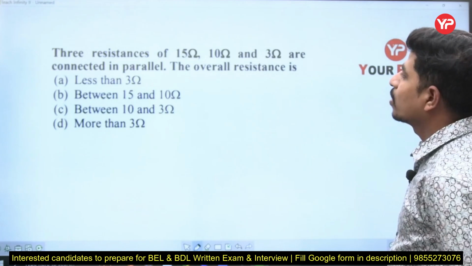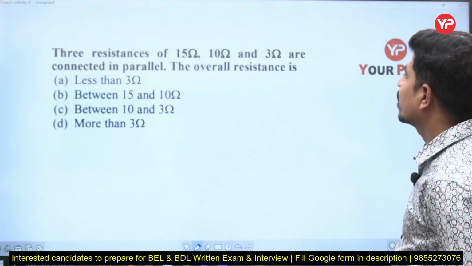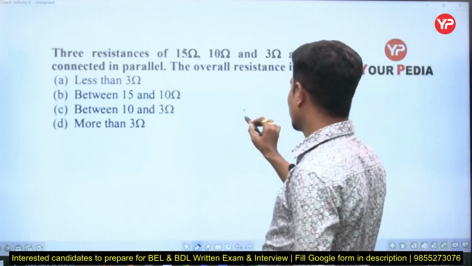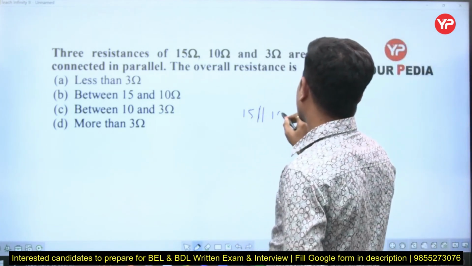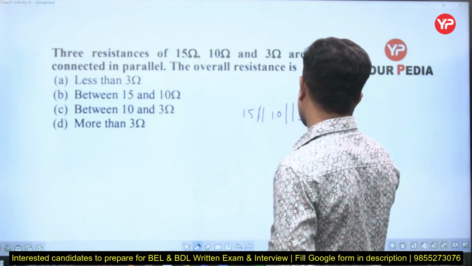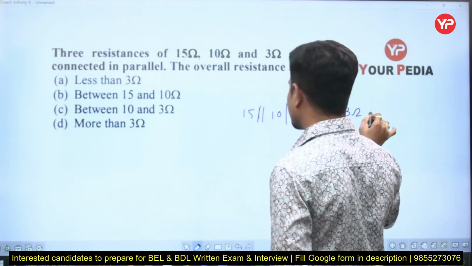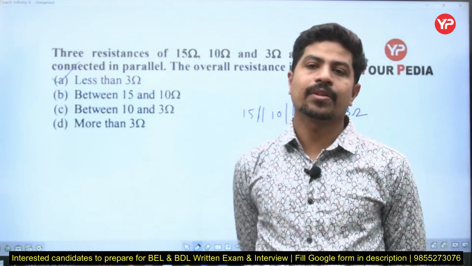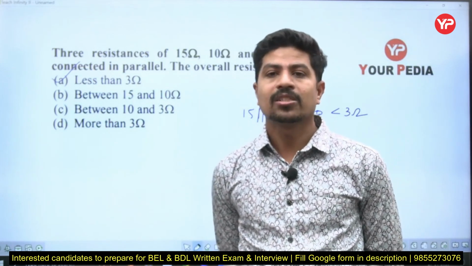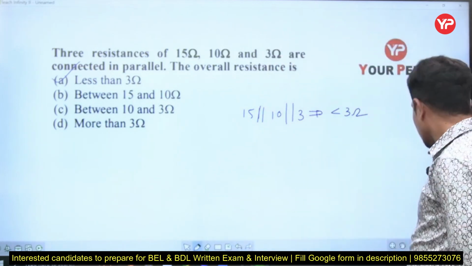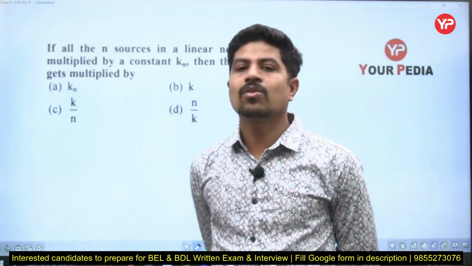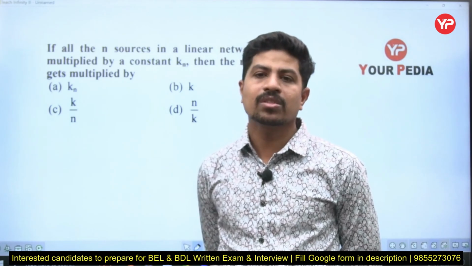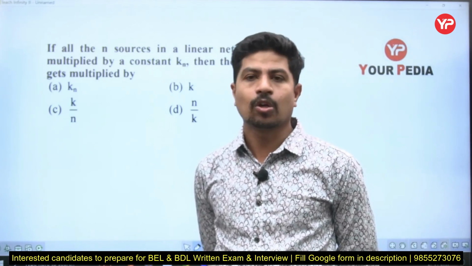Next question please. Three resistances of 15, 10 and 3 are connected in parallel. And the overall resistance is, just now I told, 15 in parallel with 10 in parallel with 3, then the resultant will be less than 3 ohms. Option is A. If you know the concept, directly you can tick for the question. You need not wait for something. Your valuable time will not be wasted if you know the answer, right? So after this we have to go for the next question. See, total 50 questions we are going to solve in this particular topic, right?